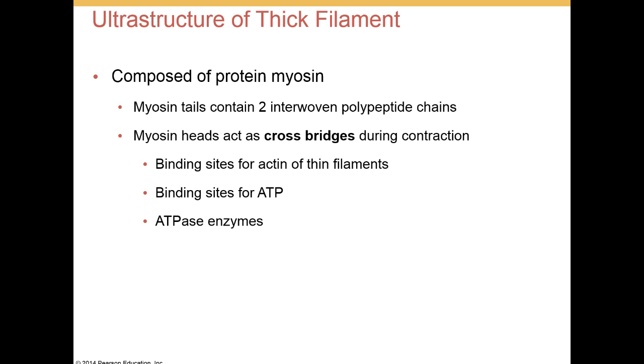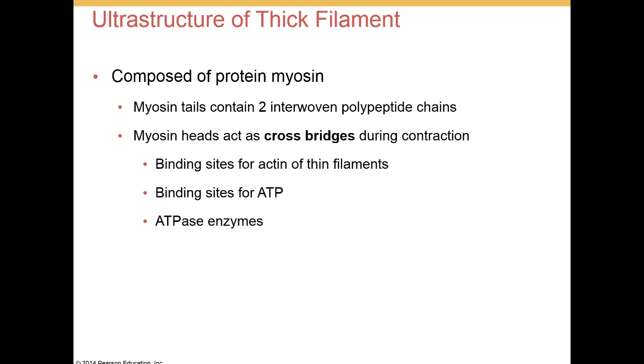So we're going to look a little bit at the structure of the myosin protein. A thick filament is made up of lots of these myosin proteins bound together. Each individual myosin protein has two components to it. It has a tail area that's fibrous and contains two polypeptide chains that are woven together. And then attached to those polypeptide chains, you have two myosin heads that are globular. They're kind of a spherical protein.